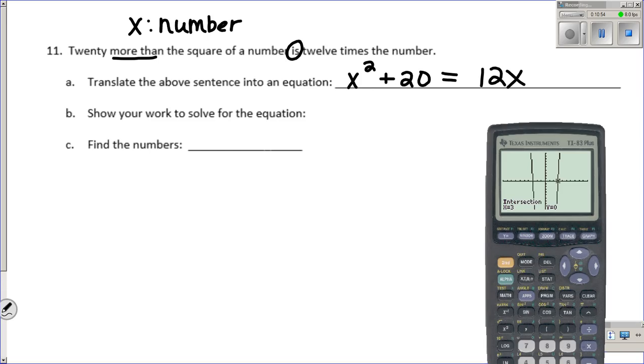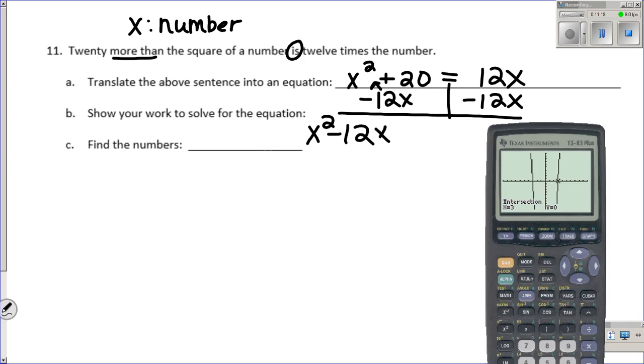We now need to get the equation into standard form. So we need to subtract 12x from each side. And that negative 12x, we're just going to put that term right in between our x squared and our constant of 20. So on the left side, the equation becomes x squared minus 12x plus 20 equals 0.